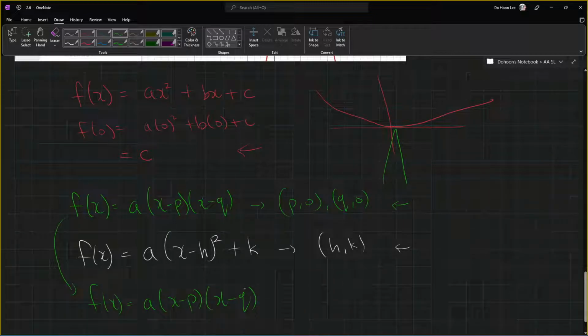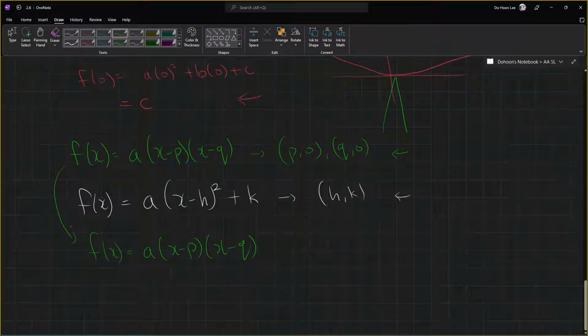Let's expand it. Well, first, I would like to expand (x - p)(x - q): x squared minus px minus qx plus pq. And then, let's plug in all the values: ax squared minus apx minus aqx plus apq.